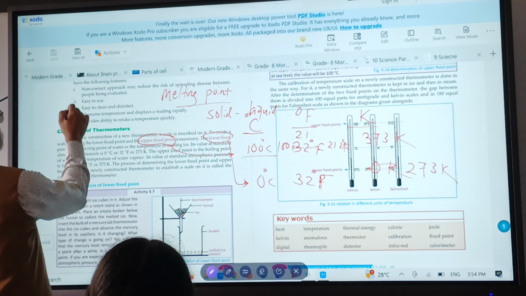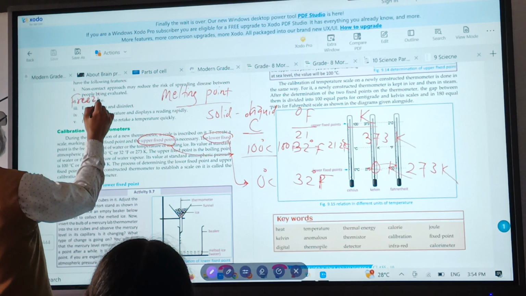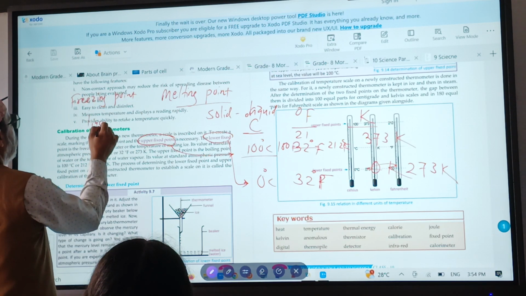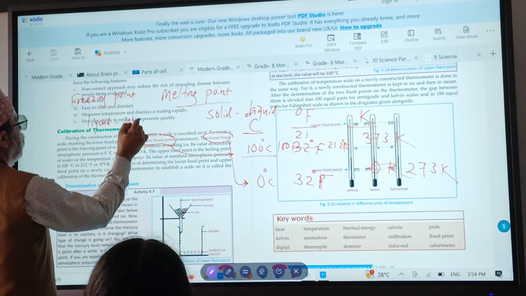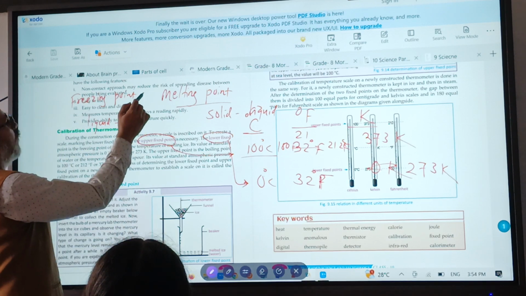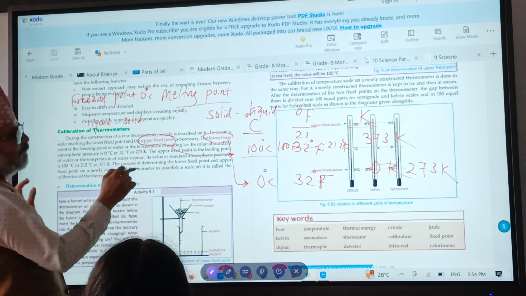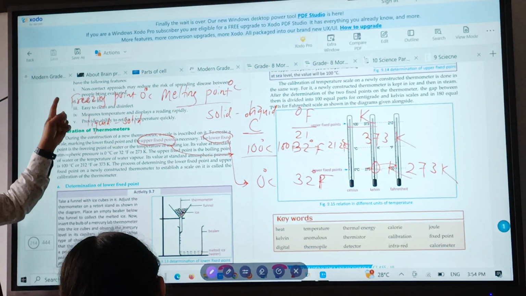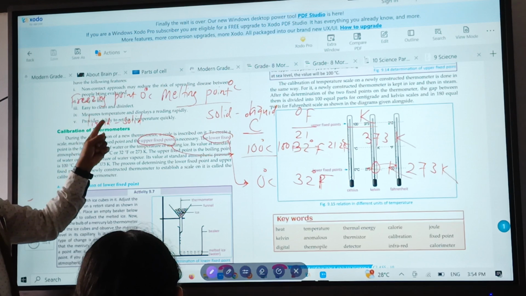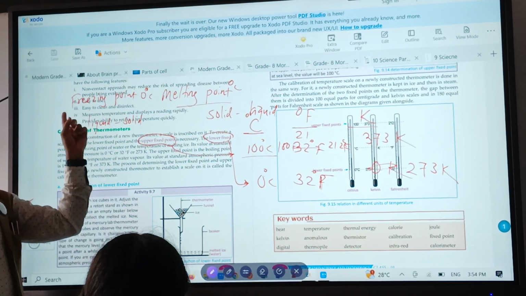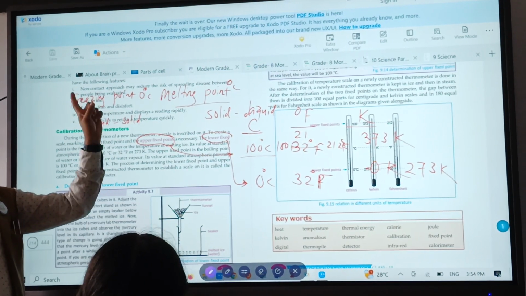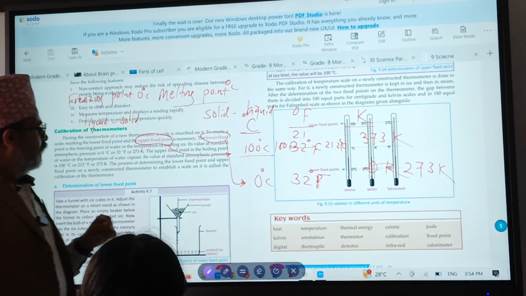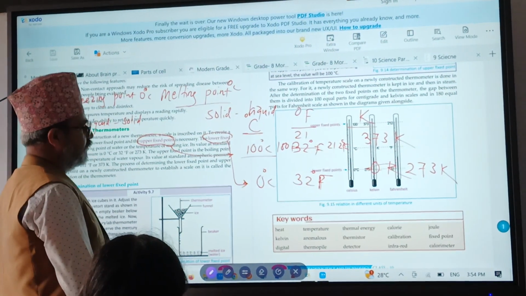Then again, freezing point. Freezing point, so that is liquid to solid. So children, what is the freezing point of water? What is the melting point of water? At 0 degree centigrade, water freezes from liquid to solid, or it changes from solid to liquid. Okay, that is the same thing. Right?